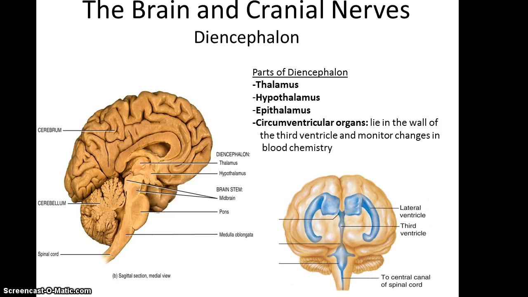Also found in the diencephalon are what are called circumventricular organs, and these are little structures that lie in the walls of the third ventricle, down here around where the thalamus is. Their job is to help monitor changes in blood chemistry and then send that information on should there need to be some sort of adjustment to keep us healthy.